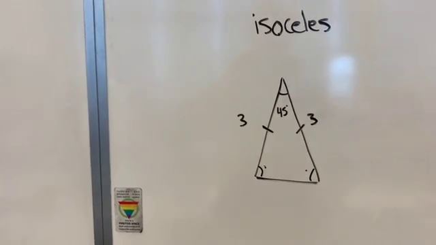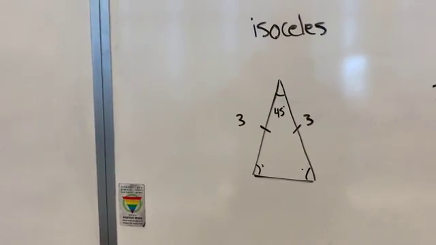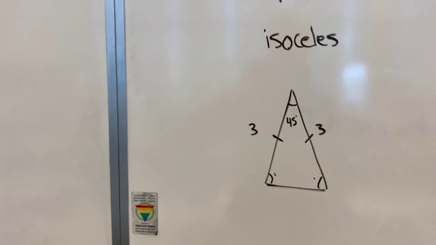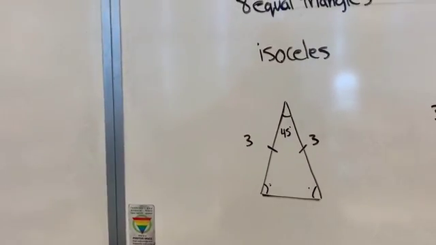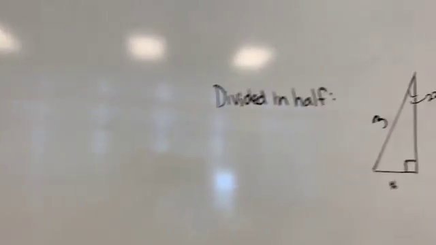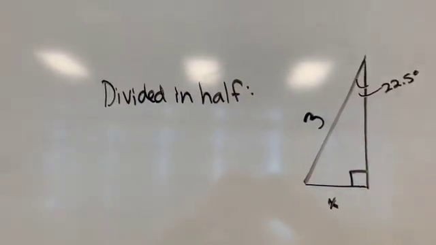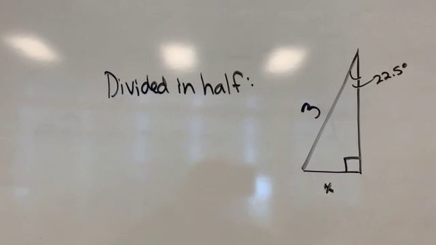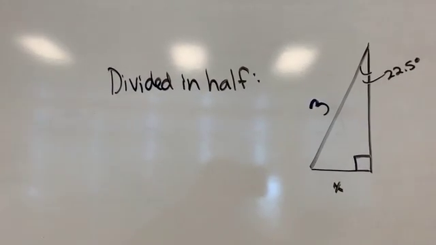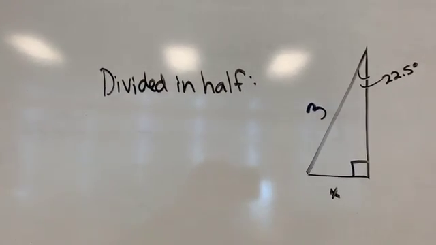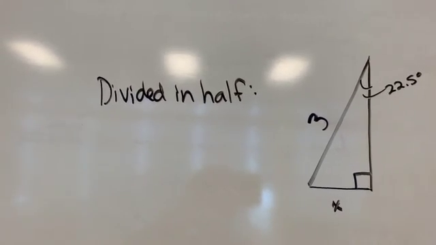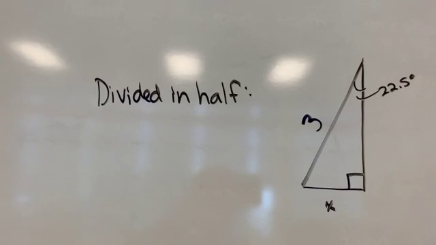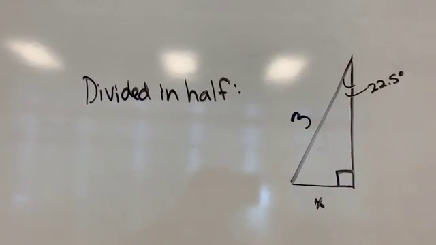This is not a right angle triangle, so I wouldn't be able to use my normal sine, cos, tan relationships unless I somehow turn it into one. And the way that we do that is we just cut it in half. If we cut that triangle in half, it still has a measurement of 3 along that slanted side, which now has become the hypotenuse of this triangle. And we cut that middle angle in half, which now means that it's a 22.5-degree angle.